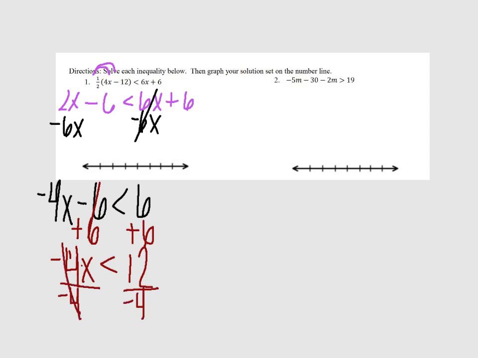So I'm left with x. But remember, when I divide or multiply by a negative number, my inequality sign flips. 12 divided by negative 4 is negative 3.